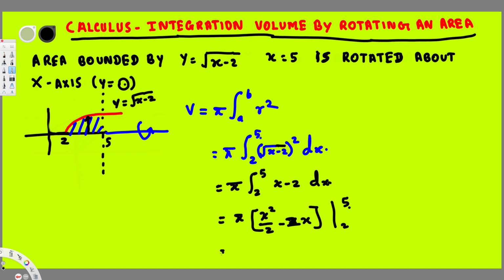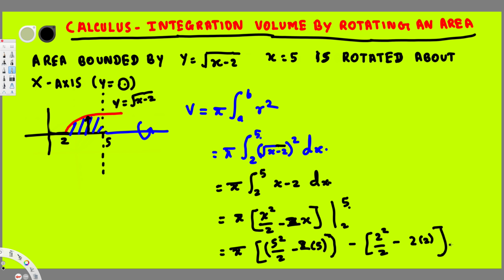Now let's plug in the values. The first one is going to be 5 squared divided by 2 minus 2 times 5, and then we have to subtract the other one. That's going to be 2 squared divided by 2 minus 2 times 2, and let's continue this one right here.